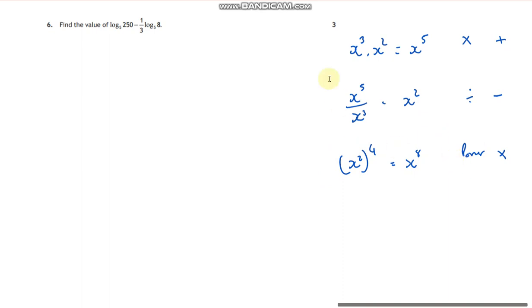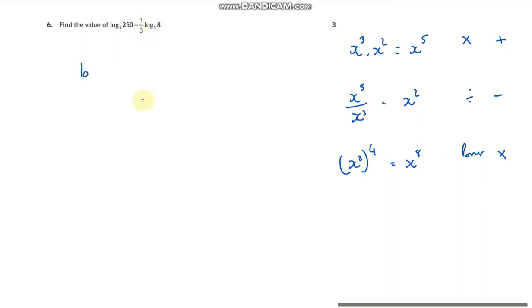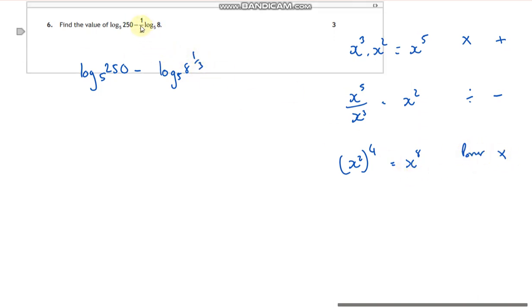So let's just have a look at that in real life then. Okay, so up here, like I said, you've got a third times that. So I can rewrite this right away as log base 5 of 250, take away log base 5 of 8 to the power of a third. So I can move up the third up to here, in the same way that multiply and power are very similar to this. We can start to now rewrite that.